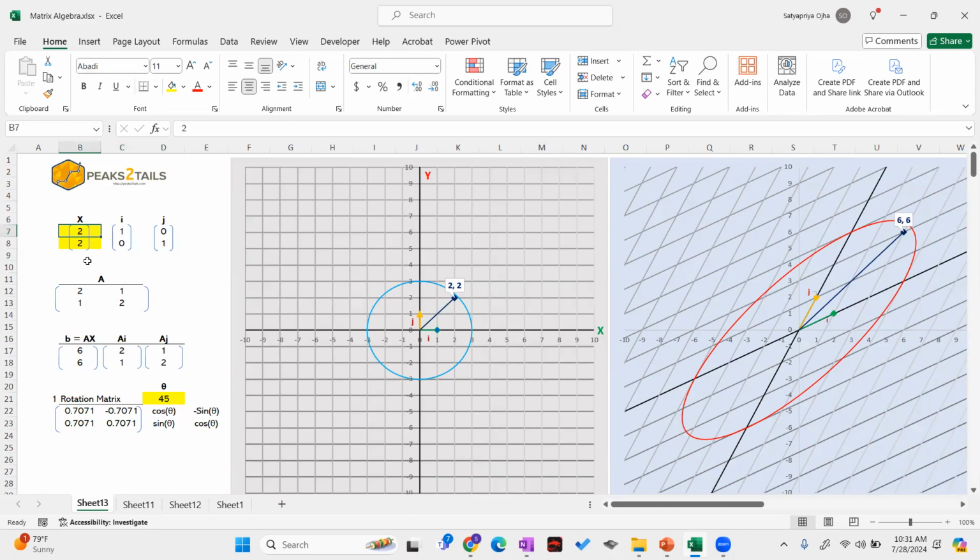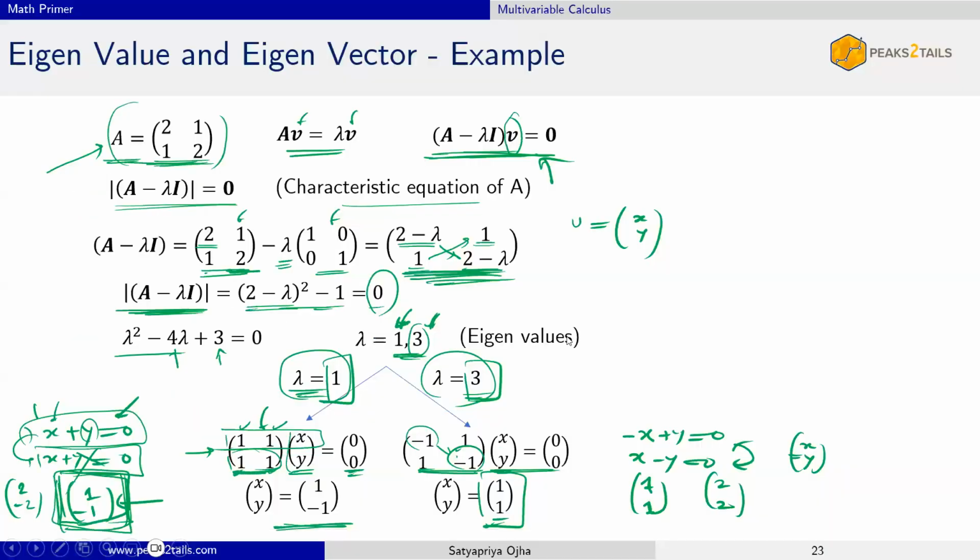All right. What does minus 1, minus 1 become? Minus 3, minus 3. Okay. Now, any questions on eigenvectors, eigenvalues?